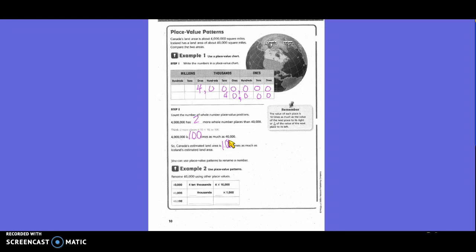So you can use place value patterns to rename a number. So use place value patterns. Rename 40,000 using other place values. So they said 4 10,000s, which would be 4 times 10,000. What would this be if we said 4? What's in the gray part here? 40. So you could say 40,000, and then you would put 40 times 1,000, right?